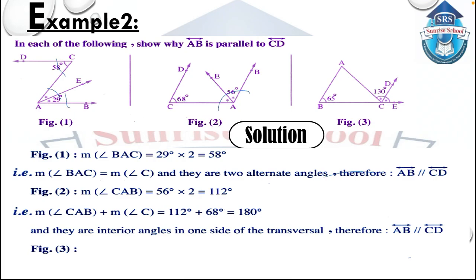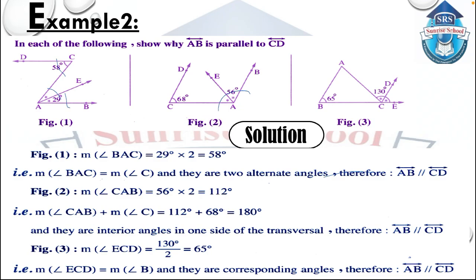Let's go to figure 3. Measure of ECD, when we divide it by 2, will give us 65. And also the angle B equals 65 by corresponding angles. So this results in AB being parallel to CD.